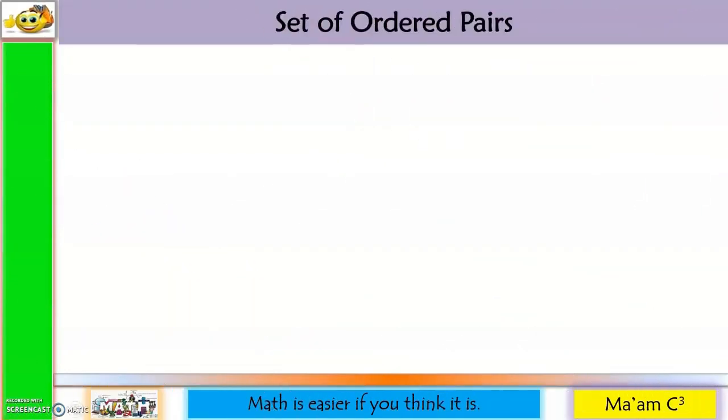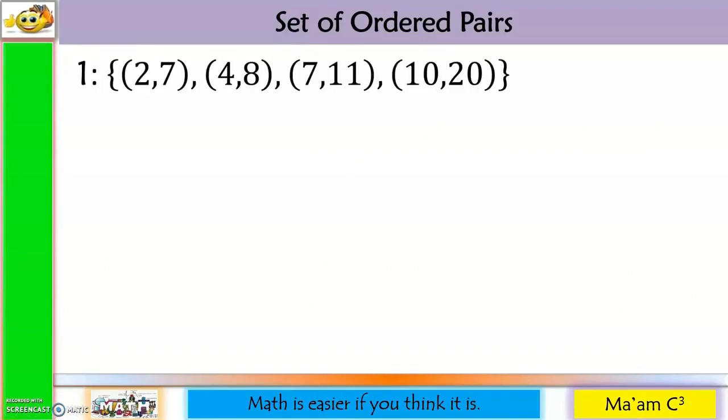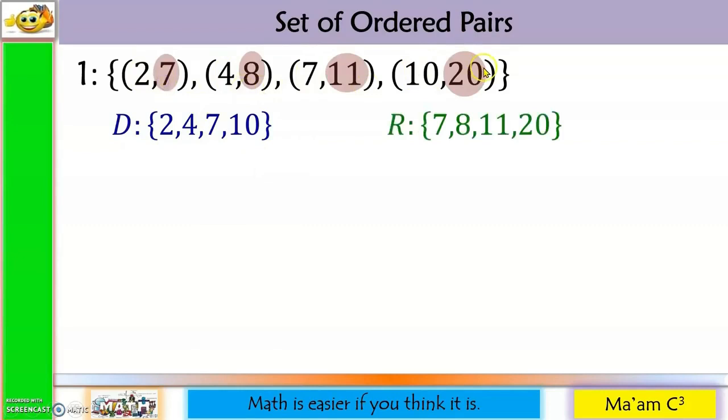Let us determine the domain and range when the given is in a set of ordered pairs. Number 1. For domain, simply look at the x values and then enumerate them. So we have 2, 4, 7, 10, separated by comma and enclosed by braces. For the range, simply look at the y values. So we have 7, 8, 11, and 20, again separated by comma and enclosed by braces.